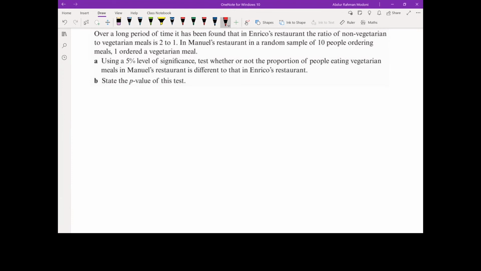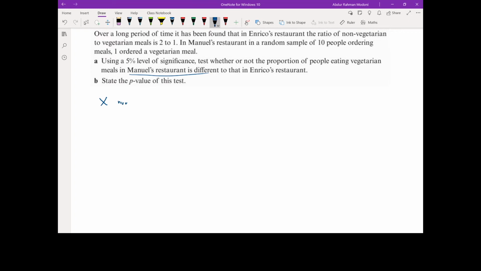So it mentions here that test whether it's different, not whether it's more or less, but different, meaning that we've got ourselves a two-tailed test here. So how would we start this off? Well, first of all, we need to write down some parameters and work out what the probabilities are. So first of all, we'll say let X represent the number of people in the sample at Manuel's restaurant who order vegetarian meals, since we are doing a test on Manuel's restaurant.